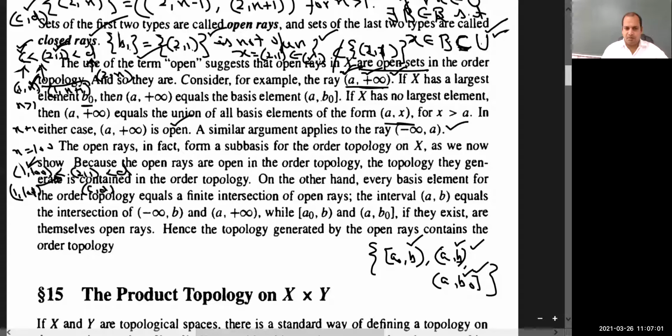So read it word by word. The open rays in fact form a sub-basis. This one is important. A sub-basis for the order topology on X. Now recall the definition of sub-basis. Okay, I will come to this one actually in the product topology, where we will recall this sub-basis. As we now show, because the open rays are open in the order topology, the topology they generate is contained in the order topology. On the other hand, every basis element for the order topology equals a finite intersection of open rays.